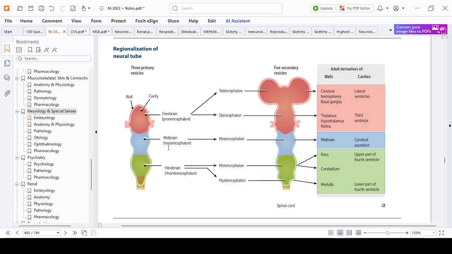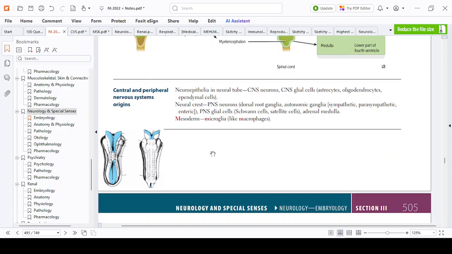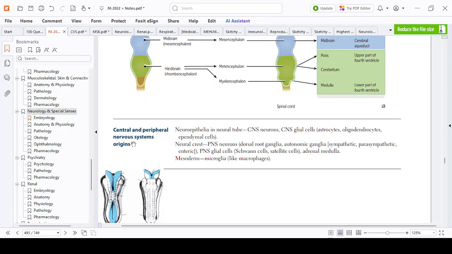So from the hindbrain, the rhombencephalon, we have the metencephalon and myelencephalon. Metencephalon becomes pons, cerebellum, and upper part of the fourth ventricle. Myelencephalon becomes medulla and lower part of the fourth ventricle. The brain stem contains the midbrain, pons, and medulla. Just remember this as well. Now let's go to the next, central and peripheral nervous system.